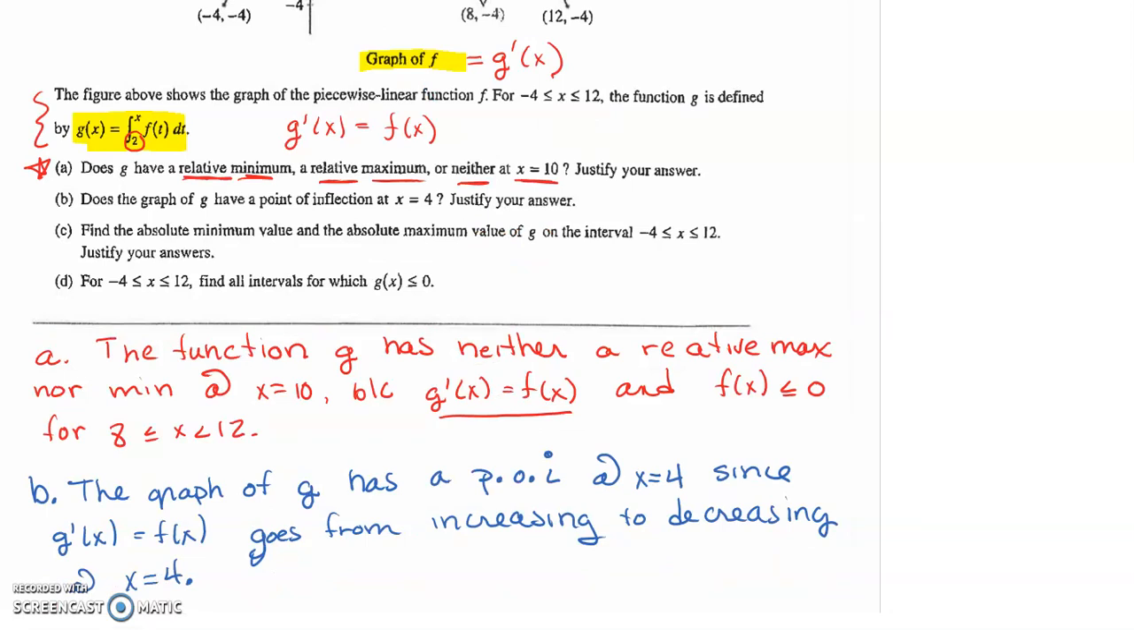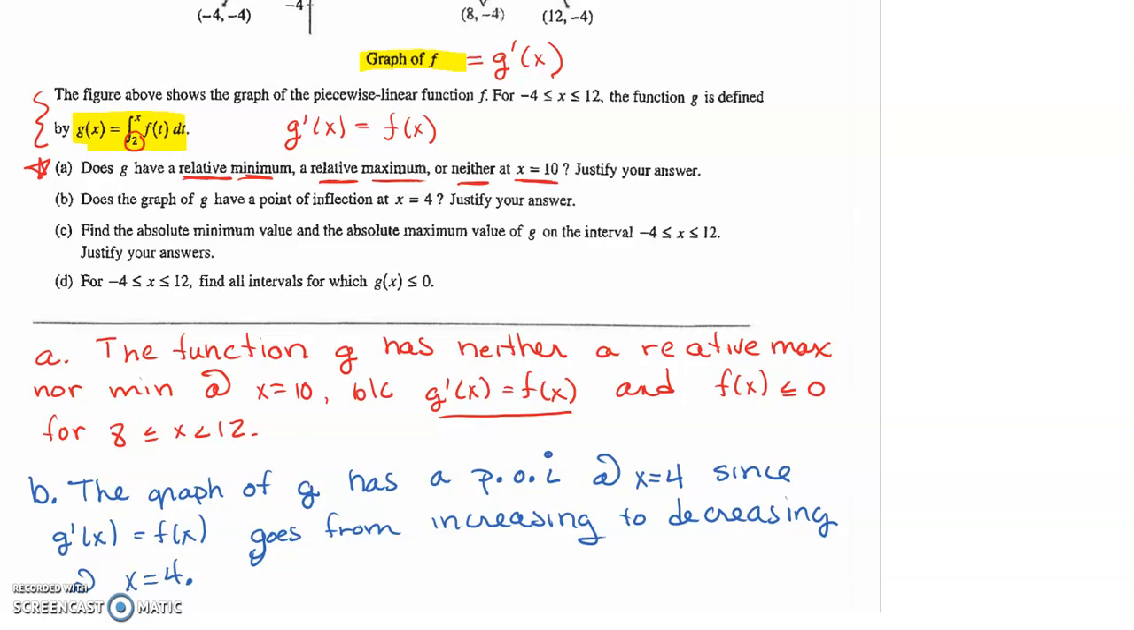The graph of g has a POI at x equals 4, since g prime of x equals f of x goes from increasing to decreasing at x equals 4. My recommendation, if you want to discuss in your justification a sign change for g double prime, is I would make the statement that g double prime of x, which equals f prime of x, changes signs at x equals 4.